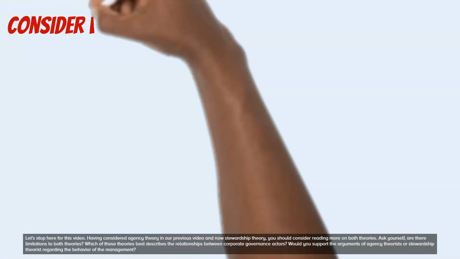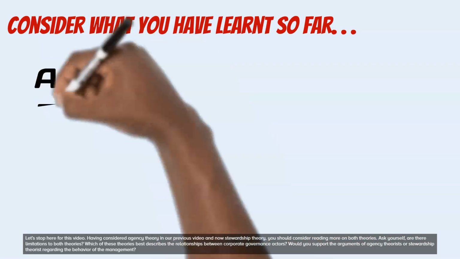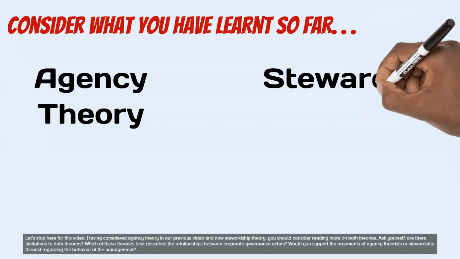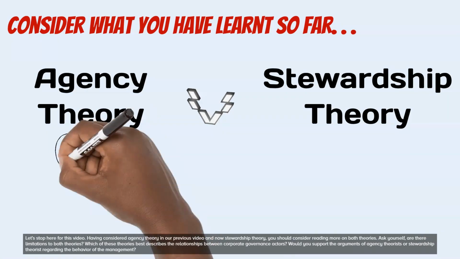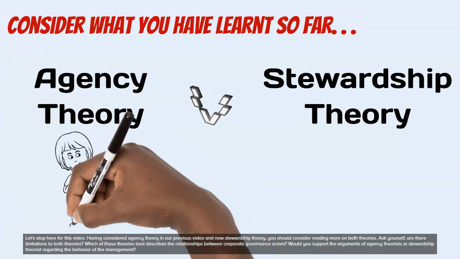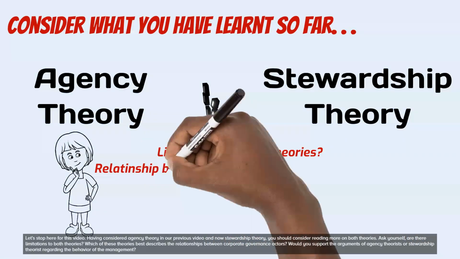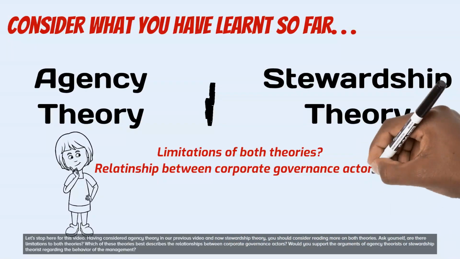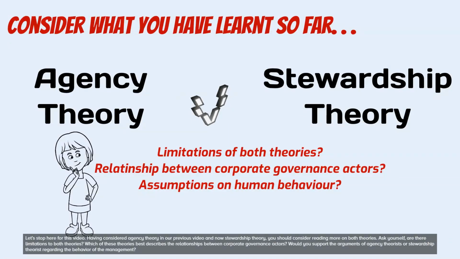Let's stop here for this video. Having considered agency theory in our previous video and now stewardship theory, you should consider reading more on both theories. Ask yourself, are there limitations to both theories? Which of these theories best describes the relationships between corporate governance actors? Would you support the arguments of agency theorists or stewardship theorists regarding the behavior of the management?